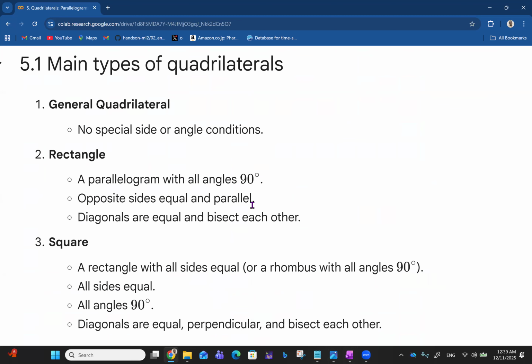Okay, and then we have a rectangle, which is a parallelogram with all angles 90 degrees, right? Opposite sides are equal and parallel. We talked about that. Diagonals are equal and bisect each other. We also talked about that in the last video. A square is a rectangle with all sides equal, or you can also see it as a rhombus with all angles 90 degrees. So all sides are equal, all angles are 90 degrees each, and diagonals are equal, perpendicular, and bisect each other.